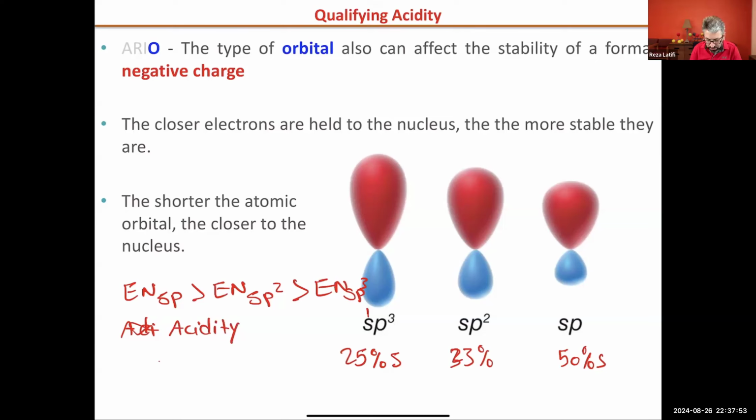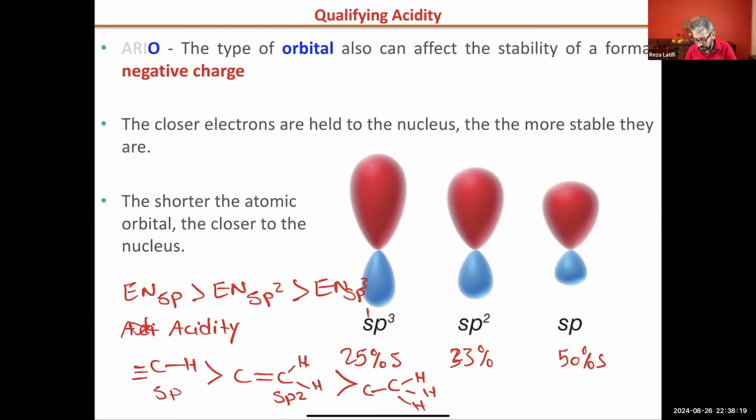If you want to order them based on acidity, a carbon involved in a triple bond is more acidic because it has sp hybridization, which is stronger than this one. This is going to be sp2, and the last one is the carbon with 3 hydrogens attached to it, which is sp3. So the most acidic hydrogen in this case is going to be the sp.